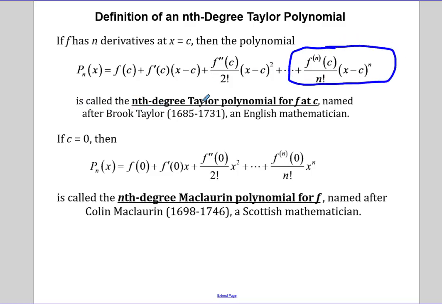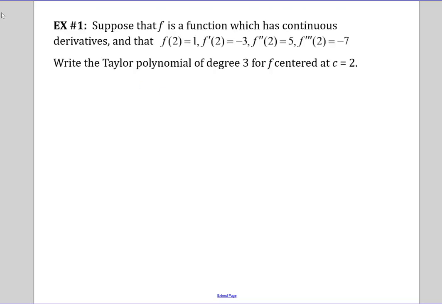That's called the nth degree Taylor polynomial of f at c, and it's named after Brook Taylor, who was an English mathematician. We saw in the introduction lesson that if c was centered at the origin, or c is 0, then that is called an nth degree Maclaurin polynomial for f, named after Colin Maclaurin, who was a Scottish mathematician, and we saw that in the introductory lesson, if you did that exploration with us.